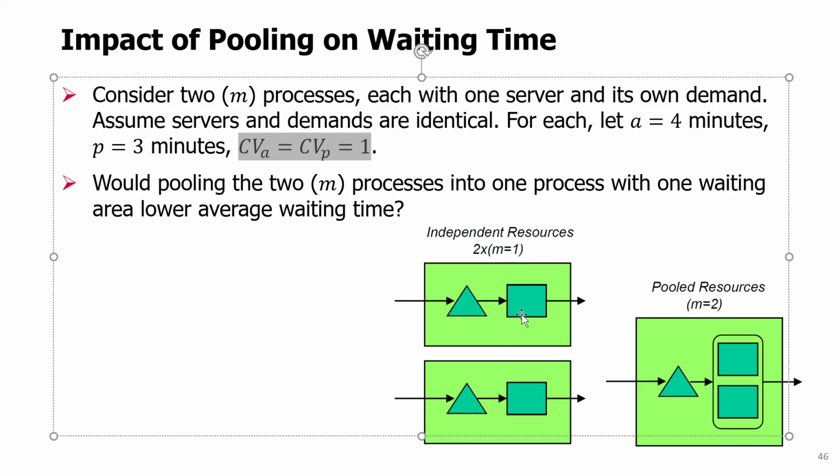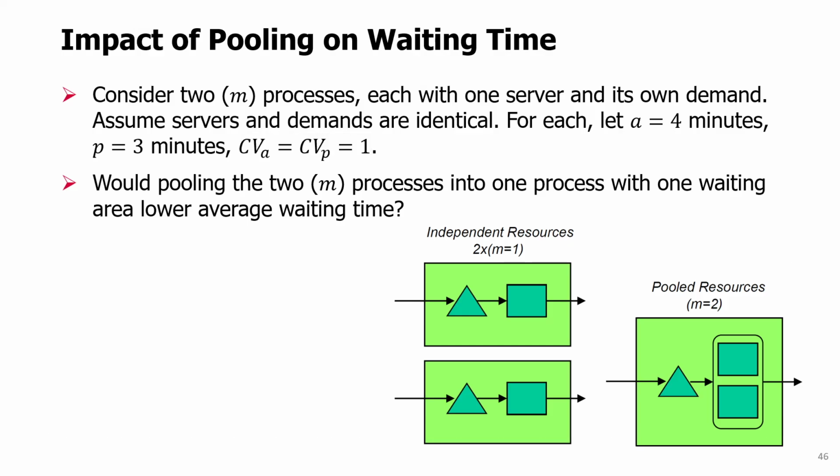And now we want to ask ourselves, would pooling those two resources, I mean, making this one process with two identical resources that work in parallel, and then combining the demands, those two demand flows into one, would it help reduce waiting time or not?